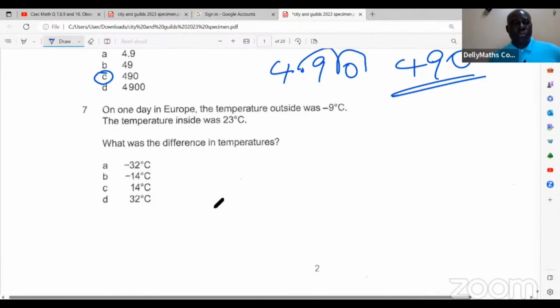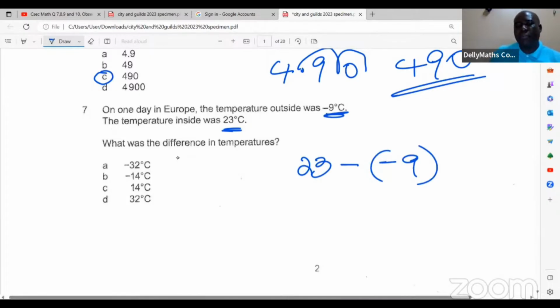Question. So this question says, on a day in Europe, talking about the temperature, the temperature was -9 degrees. The temperature inside was 23. What is the difference? All right. So you want to know what is the difference between 23 and -9 right there.